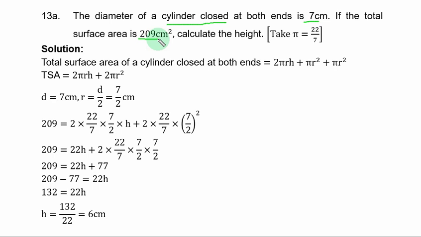Solution: the total surface area of a cylinder closed at both ends is equal to 2πrh, that is the curved surface area, plus the area of the two closed ends, which are circular in nature. So you have TSA equal to 2πrh plus 2πr squared.